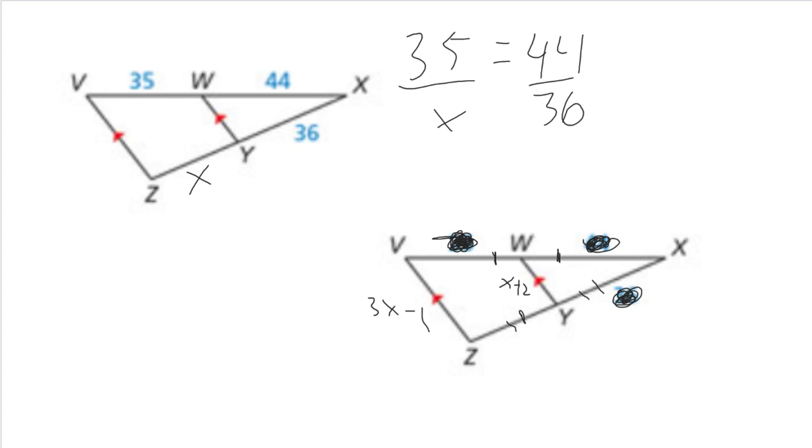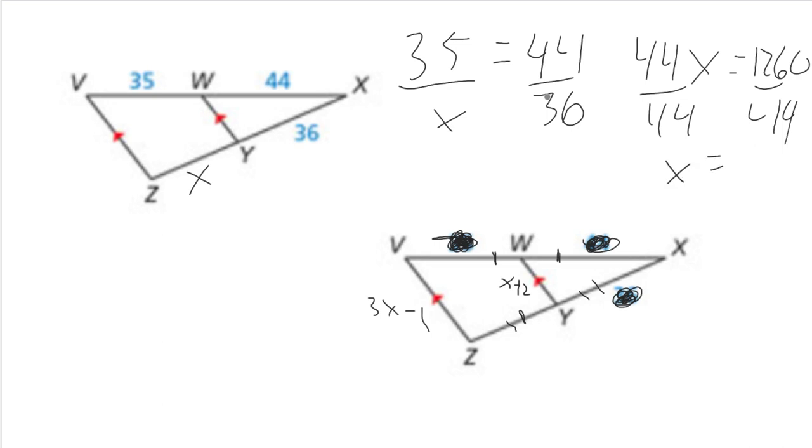So what I'm going to do is cross multiply. So I have 44x, and then 35 times 36 is 1,260, and divide by 44. X is 28.6. So that's how long this section is.